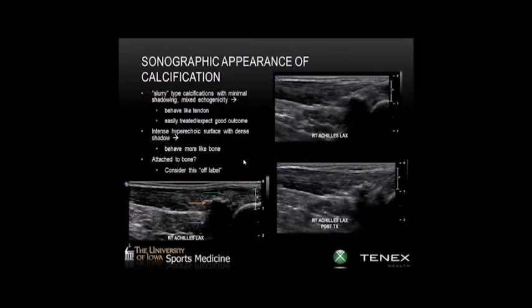If you see this attached to bone, if this is really coming off of the calcaneus, certainly correlate that with your radiographs, but that may represent an ossification or something that's more cortical bone, and those we would consider off-label. The device is approved for soft tissue indications, not really for bone at this point. So if you see connection to that bone, it's very, very bright with dense posterior acoustic shadowing, I would probably stay away from those patients or consider that an off-label usage of the device.